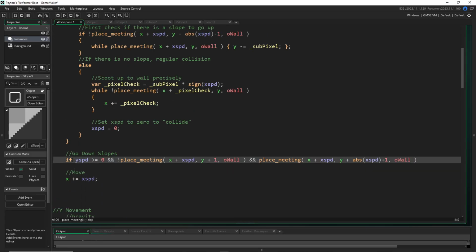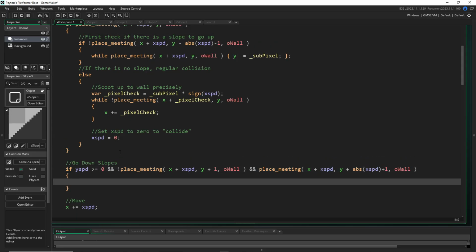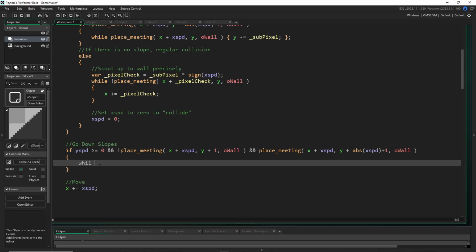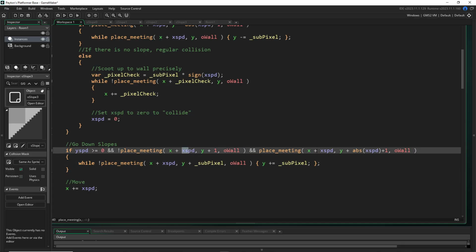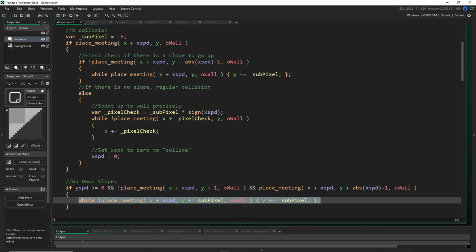So if we're not jumping upwards, there's not a wall where we're trying to stand, but there is a wall essentially downwards at a 45-degree angle or less, then heck, let's just basically do the same thing, right? Let's say while there isn't a place meeting of our X plus our X speed and our Y plus our subpixel with an object wall, then let's just move our Y coordinate down until there is a wall directly below us, basically, right? So if we're hovering in a space where there is a slope downwards at a 45-degree angle relative to how fast we're going, then let's just go right down to the wall. It's the exact opposite of this up here.